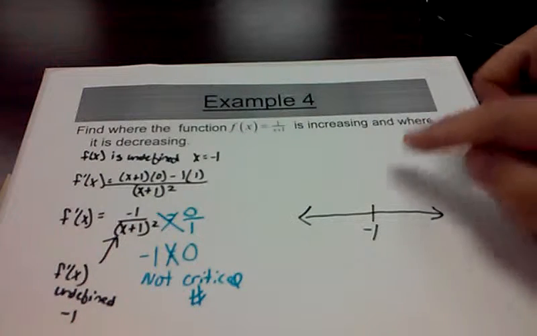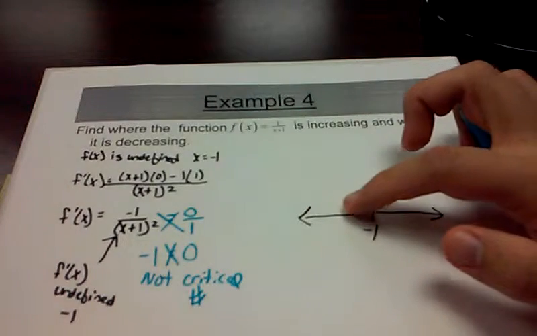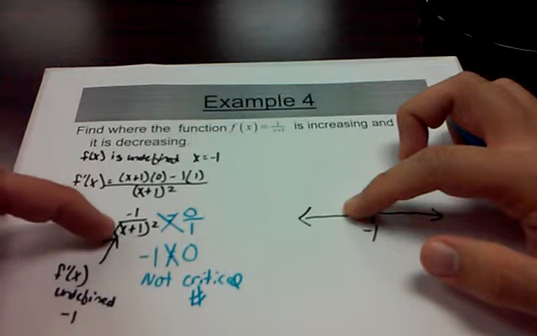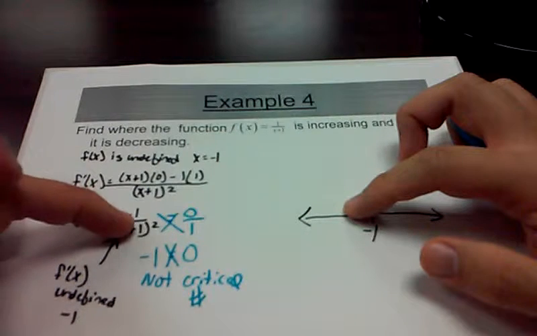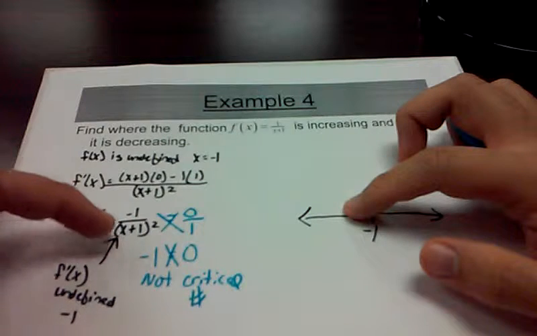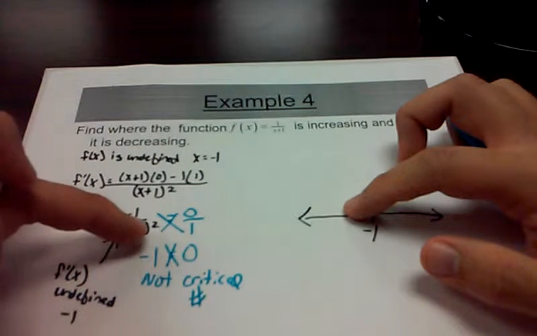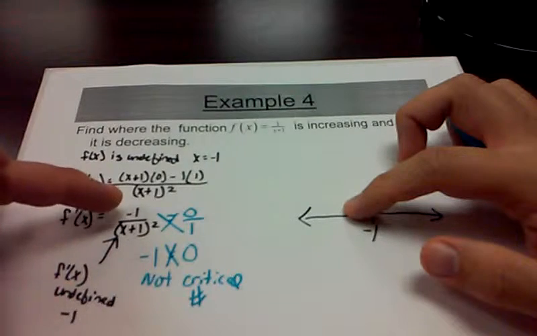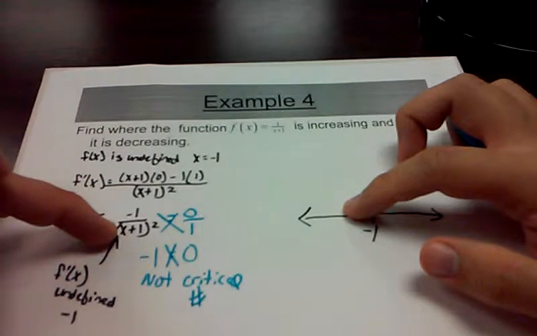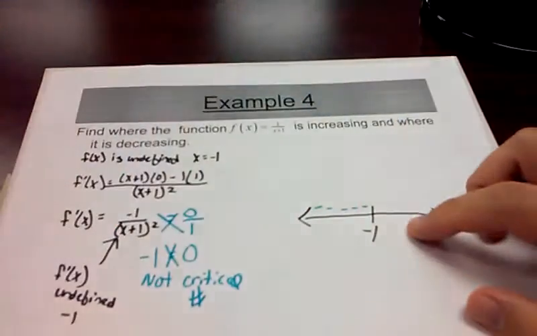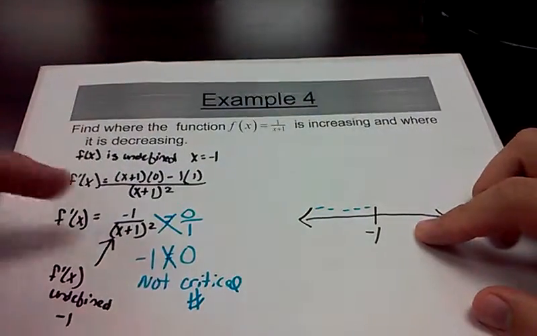All right, so there's my sign chart. Let's pick a number smaller than negative 1, so let's try negative 2. We're going to plug that value into the derivative, so negative 2 plus 1 is a negative 1, but when you square that, it's going to be positive. In fact, any number that you pick for x, when you square it, it's going to be positive, and then negative 1 is going to be negative, so a negative over a positive is a negative, so that means it's negative here.